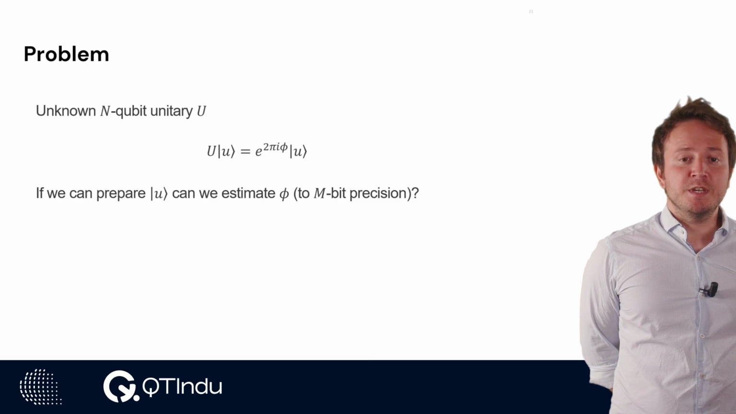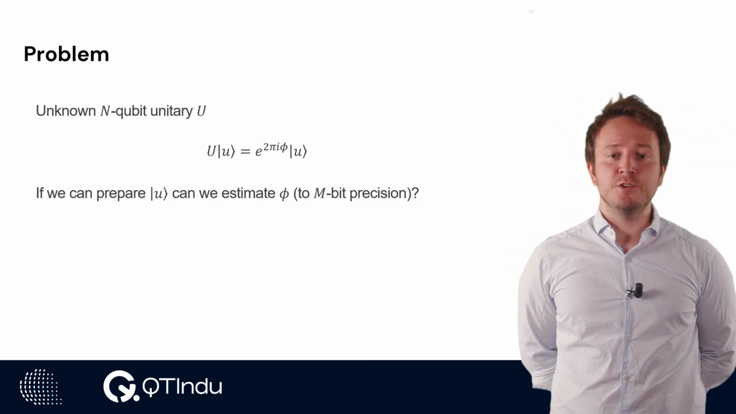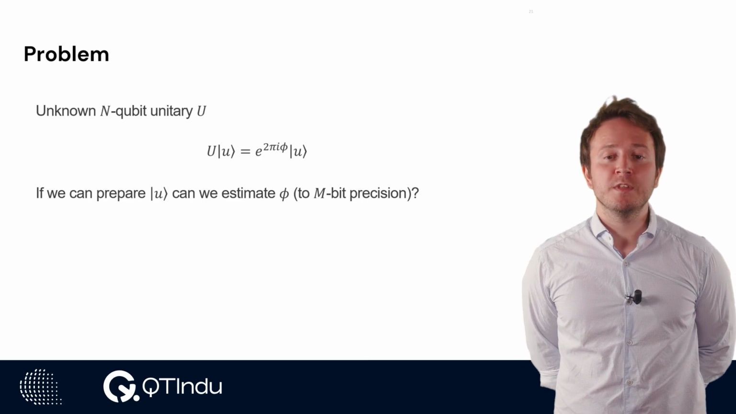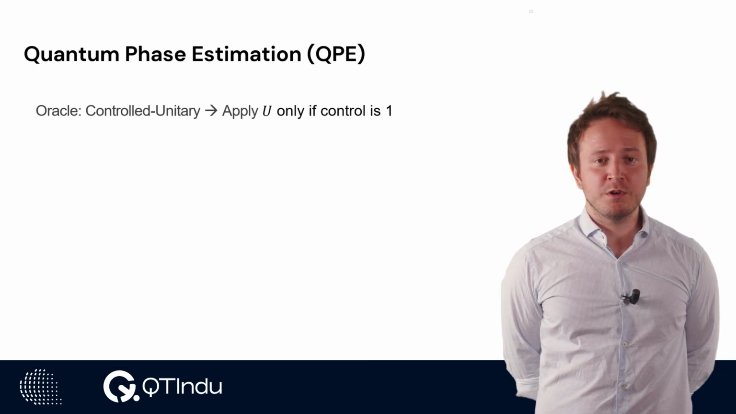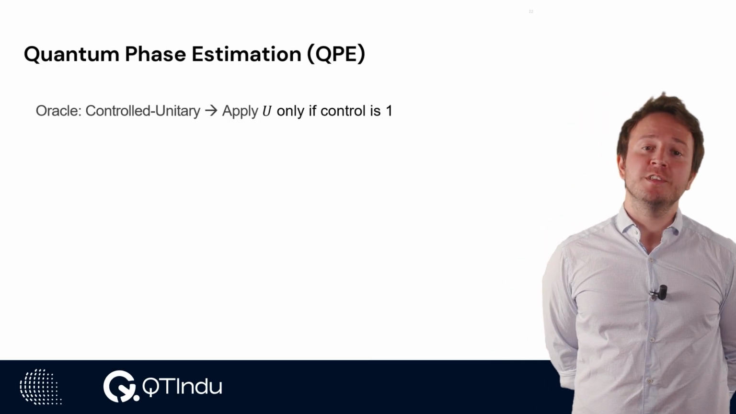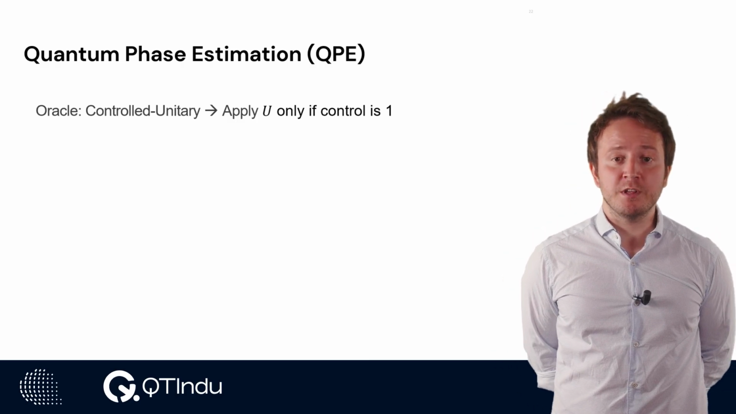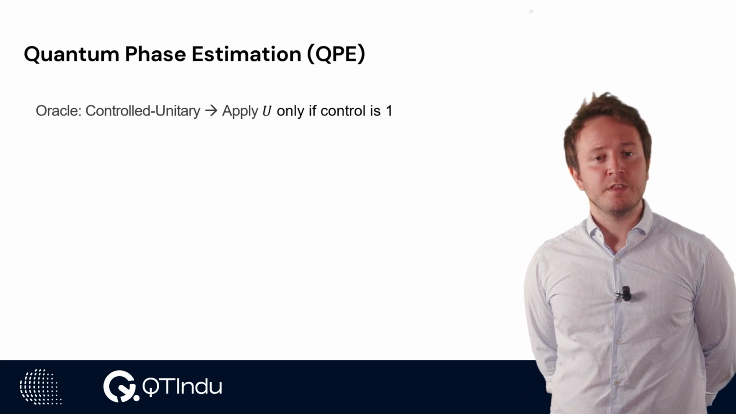And the quantum phase estimation tells us that if we can prepare the eigenstate u, we can estimate the phase phi to an m-bit precision. One of the ingredients that we require for the quantum phase estimation algorithm is an oracle, that is a controlled unitary that applies the unitary capital U only if the control qubit is in the one state.